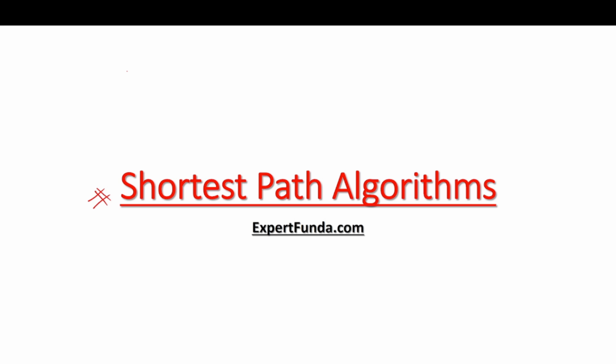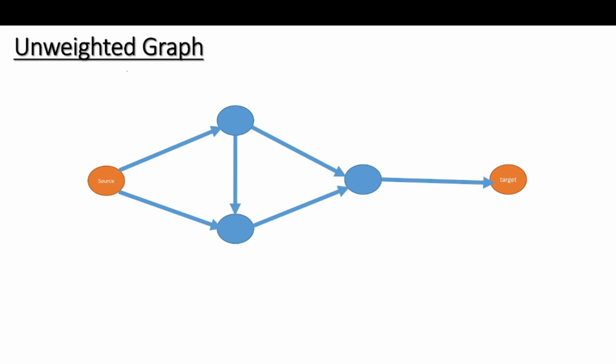The shortest path means the path between two nodes, right? Let's suppose we are given this unweighted graph, and this is the source and this is the target. The shortest path means the path between two nodes, source and target, in the graph, that has the smallest possible total weight or cost among all the available paths.